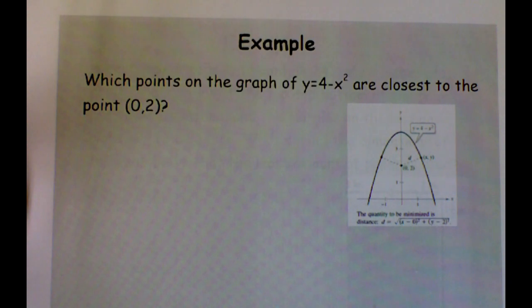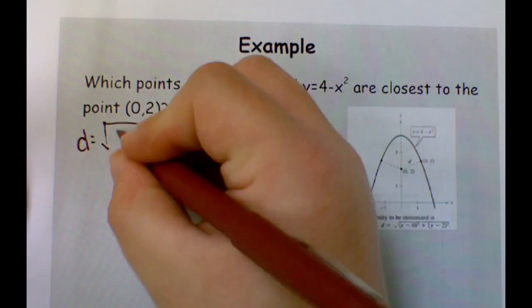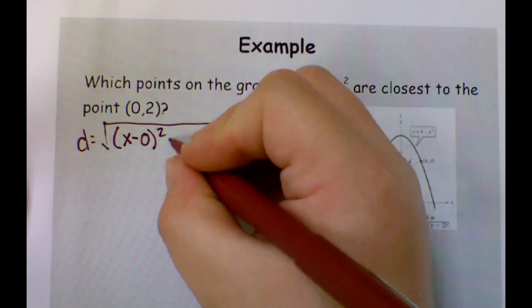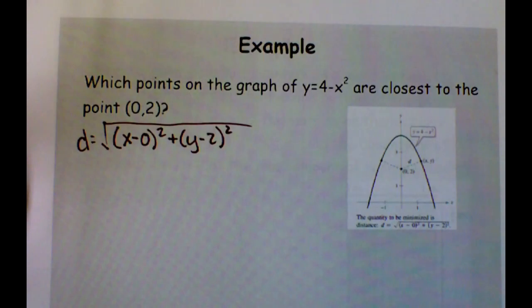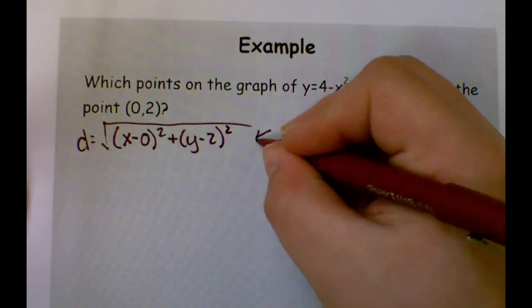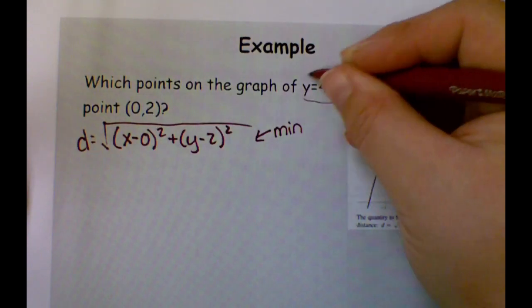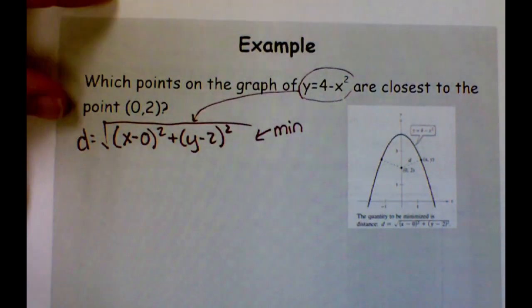So to do that, we need to know the distance formula. Well, distance is the square root of (x minus x1, which will be 0) squared, plus (y minus y1, which will be 2) squared. This is what we want to minimize. So that's what I'm going to want to take the derivative of. But I don't want to have x's and y's in there. I want to use this function so that I don't have to worry about y's anymore.